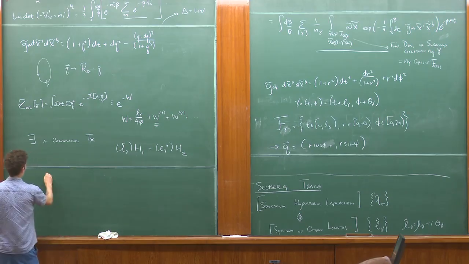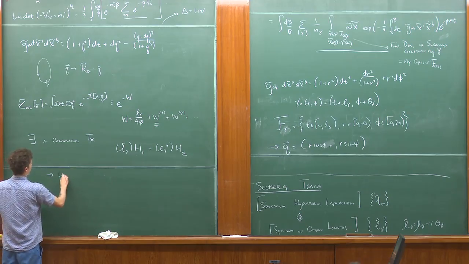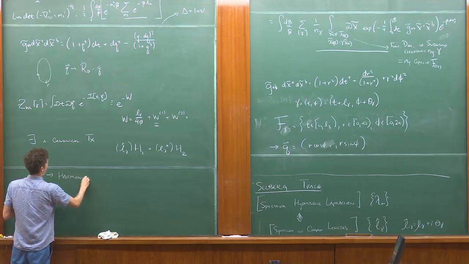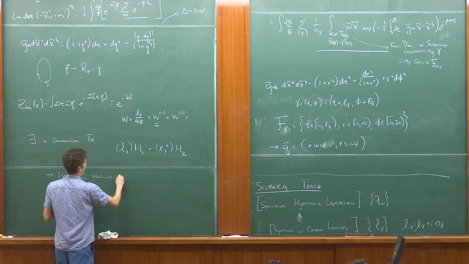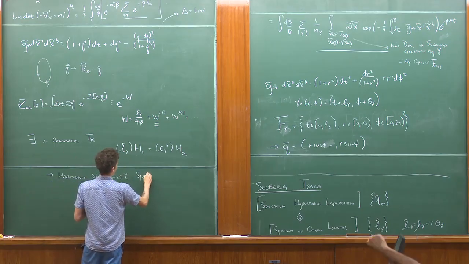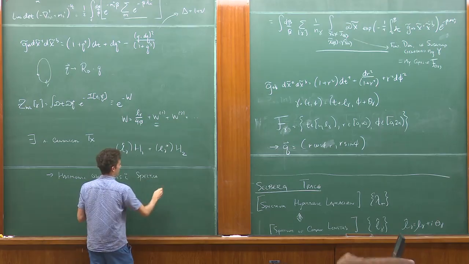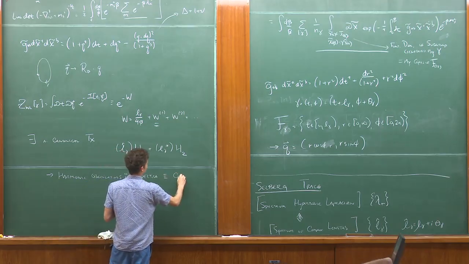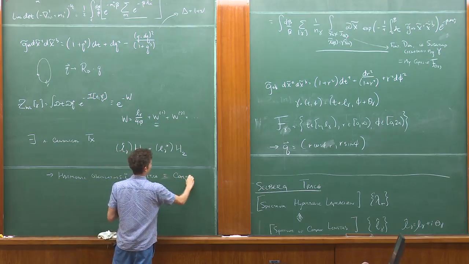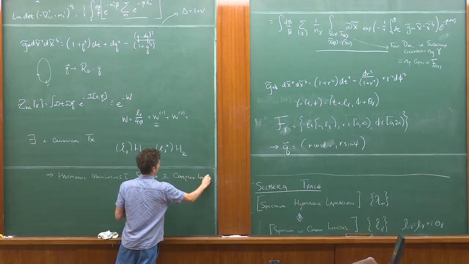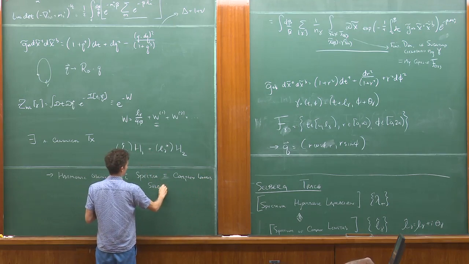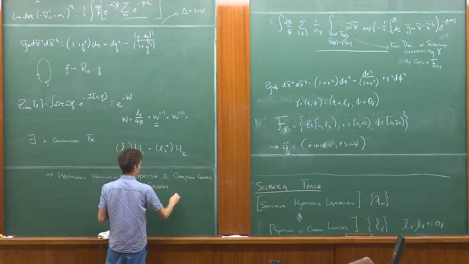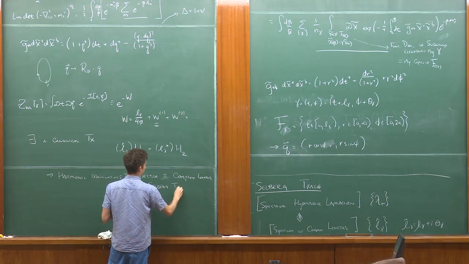So yeah, I wanted to make that comment. So harmonic oscillators, and importantly, the spectra of those harmonic oscillators are complex lengths, which then should bring to mind our previous statements from the Selberg trace.